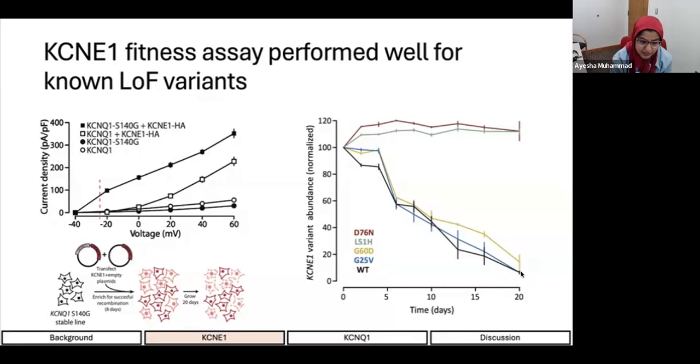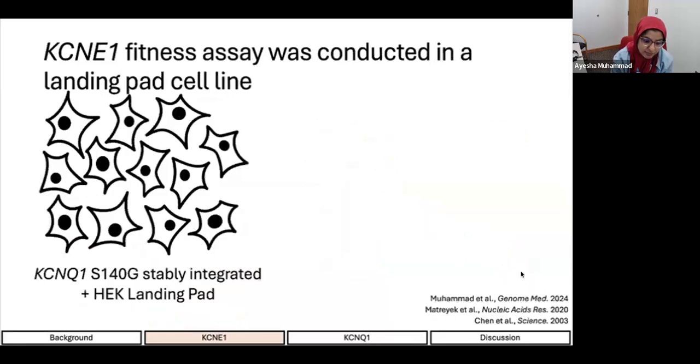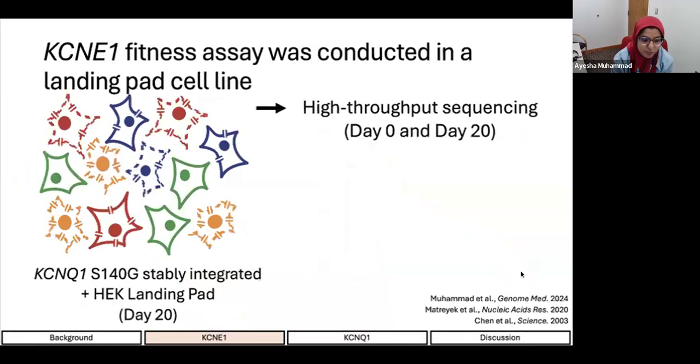So with this assay in mind, we took our HEK landing pad cell line, stably expressed the gain of function KCNQ1 variant, expressed our variant library, and then did high throughput sequencing at day 0, and then grew the cells for 20 days, over which we had variants.